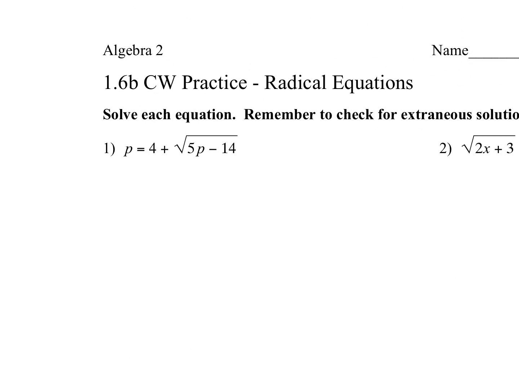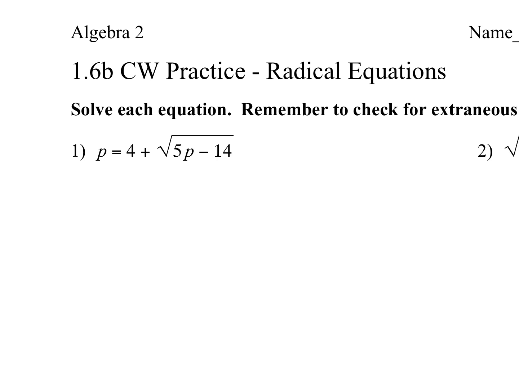All right, so let's look at this first one. We're going to solve each equation, and then we're going to check for extraneous solutions. Remember, in these kinds of problems, I want the radical completely by itself. In this case, our radical is the square root of 5p minus 14. So to get it by itself, I'm going to subtract 4 on both sides. So then I get p minus 4 is the square root of 5p minus 14.